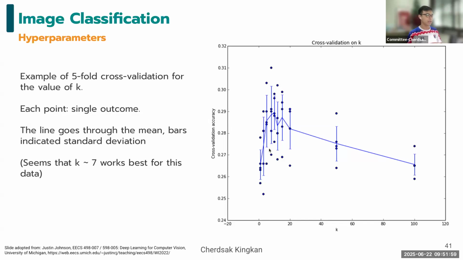And then the line over here is the middle, or the average, of the accuracy of each K. All right, so what we see from here is that what seems to work best for this data set is probably a K of 7, something like that. The highest one is somewhere around here.